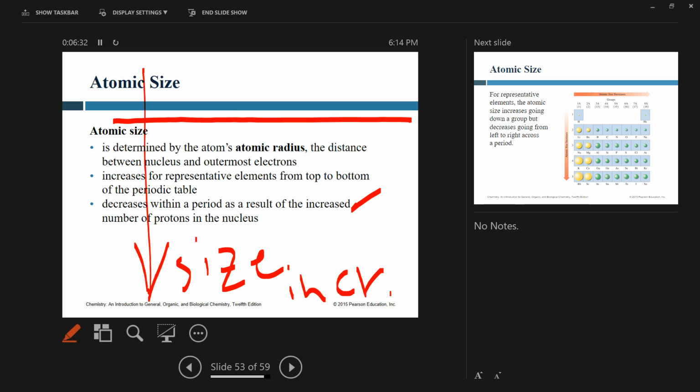Think about this. This is the guy. It pulls the layers. What happens to the size? Smaller. So, if you go from the left to the right, the size of the atom decreases because of the electrostatic attraction between the positive charges in the nucleus and the electrons that are on the orbitals. Does it make sense? Got it? Cool.